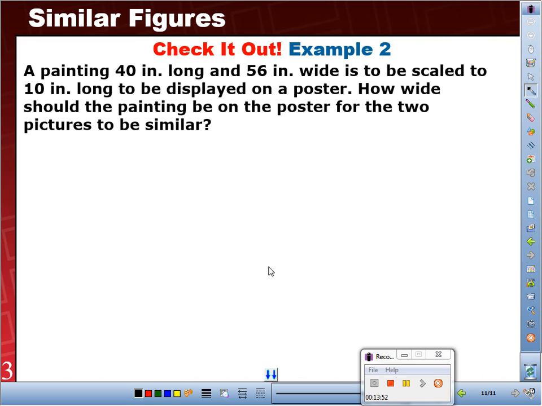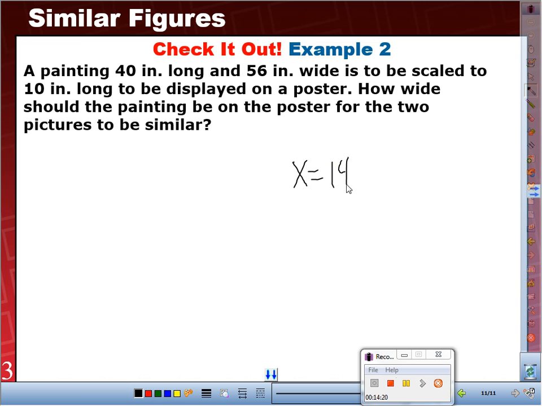Hands up if you got x equals 14. That is correct, but what is your statement? Remember, you need to write a sentence at the end. The width of the painting on the poster was 14 what? Inches. That is correct. So x equals 14 inches. All right, let's move on.